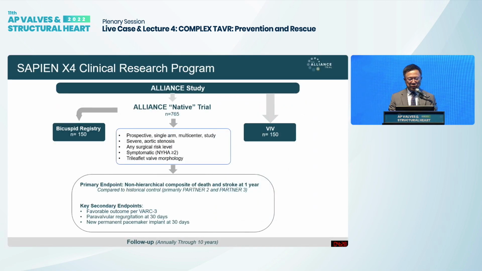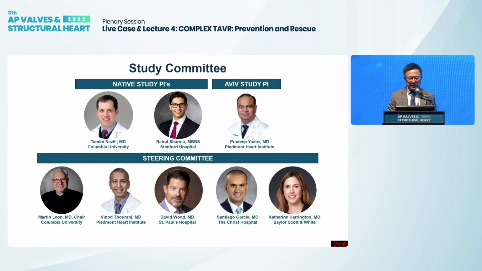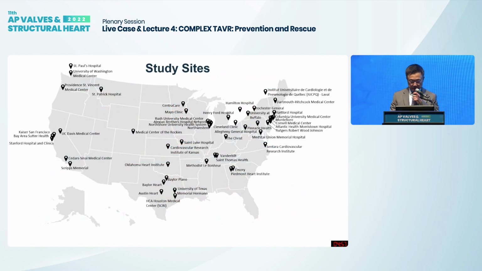There's a trial that we are participating in called ALLIANCE, which is testing the X4 valve in the US. It has a bicuspid registry and a valve-in-valve registry, essentially taking all comers and looking at death and stroke at 1 year compared to the historical control using PARTNER 2 and PARTNER 3 data with the S3 valve and S3 Ultra. So these are the committee. My colleague Rahul Sharma at Stanford is part of the national PI for the native study. These are the study sites.